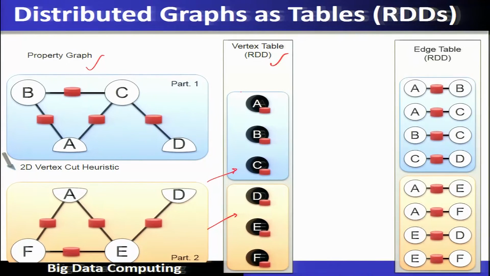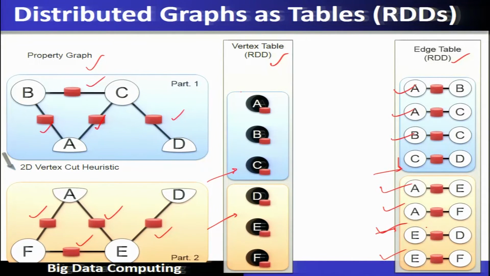Once we cut the vertices, there are 2 parts, part 1 and part 2. Part 1 and part 2 are stored on different machines. Obviously, the edge part, that is called the edge property table, which is nothing but an edge table RDD, is stored on 2 different machines like this. The first part will have AB, then AC, then BC and then CD. So, the first part is represented in the form of an edge table. Similarly, the second part has AF, then AE, then FE and then ED. All the edges of the second part are stored on the second node.